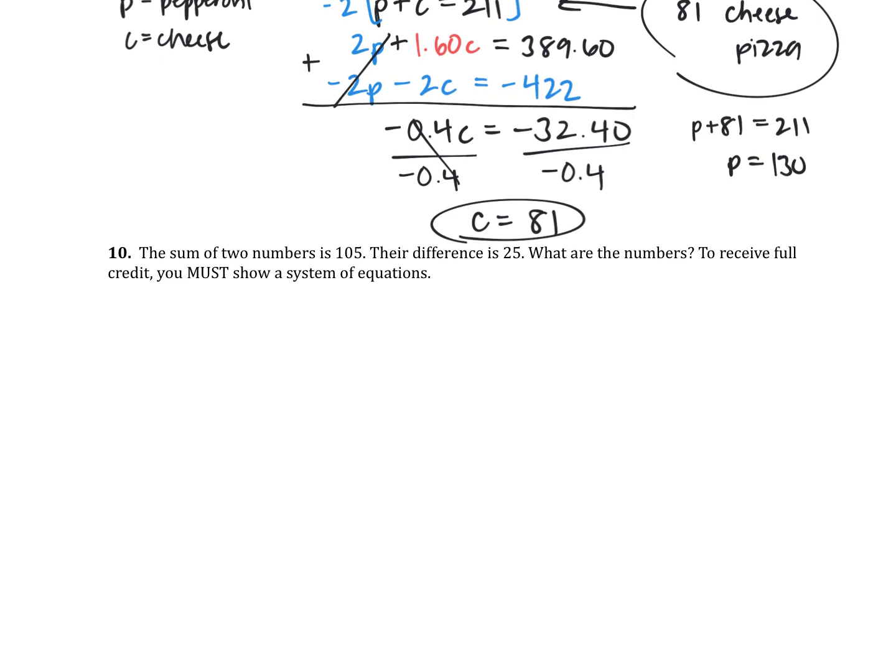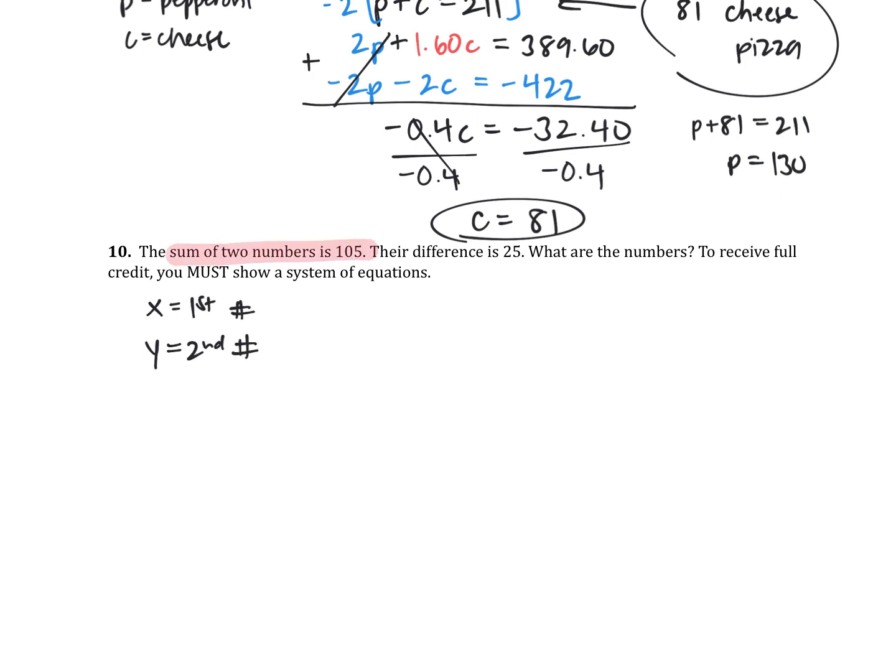Okay, looking at number 10 here, it says the sum of 2 numbers is 105. Their difference is 25. What are the numbers? To receive full credit, you have to show a system of equations. So let's go ahead and say that X is my first number and Y is my second number. So sum of the 2 numbers is 105. So I'm going to say X plus Y equals 105. Their difference is 25, so I say X minus Y equals 25.